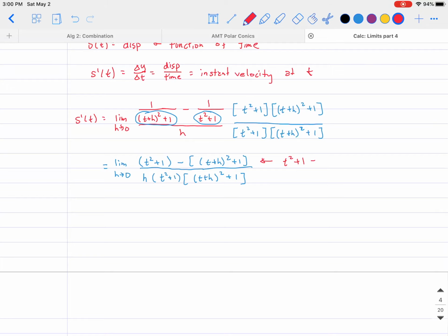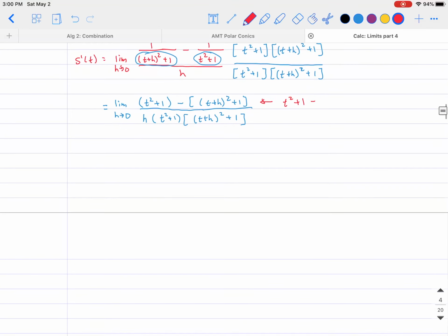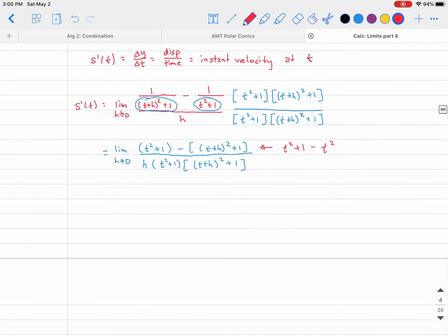So that's t squared plus 1. The numerator, be careful because you're subtracting the whole factor. Minus, we have minus t squared minus 2th, and then minus h squared, and then minus 1. So again, I'll look at what cancels, circling those out. So 1, negative 1, those are gone. t squared and t squared, good, those are gone. And again, look, every single term contains an h, so that tells me I'm doing it correctly.